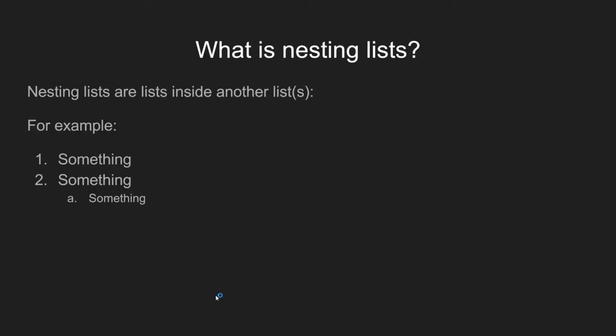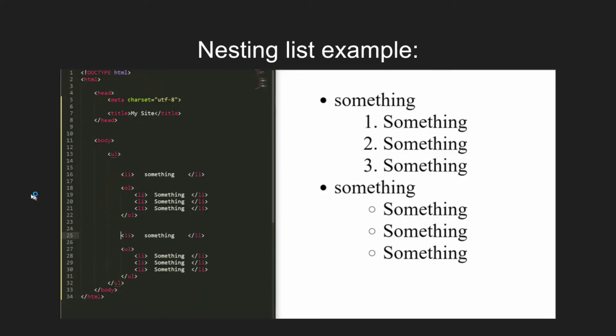So what is nesting lists? Nesting lists is basically where you have a list inside another list. In this example, you can see I have item number 1, I have item number 2, and inside of item number 2, so that's why it's indented, I have another item. So how would you do that? So on the right, you could see I have a list inside another list.